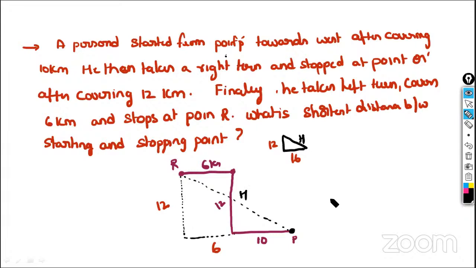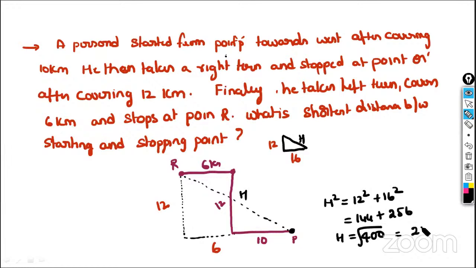This is the hypotenuse. Same formula. Hypotenuse is equal to 12 square plus 16 square. So 12 square how much? 144. 16 square how much? 256. Then 400. So h is equal to root of 400. How much? 20. The distance is 20 kilometers.